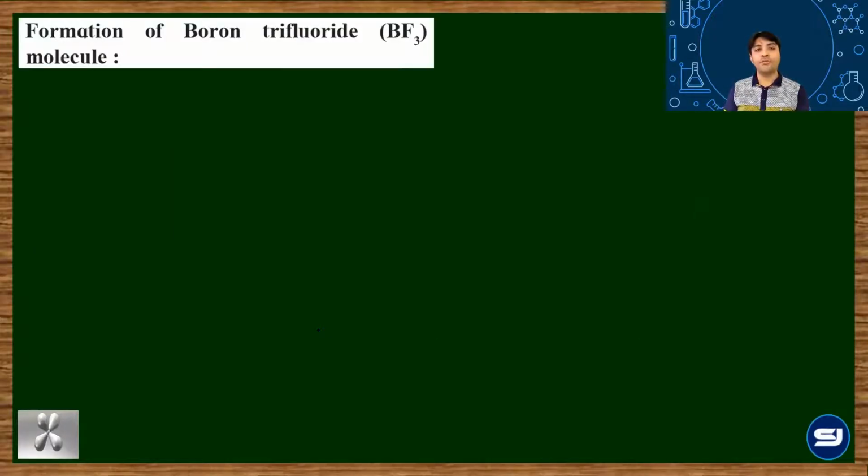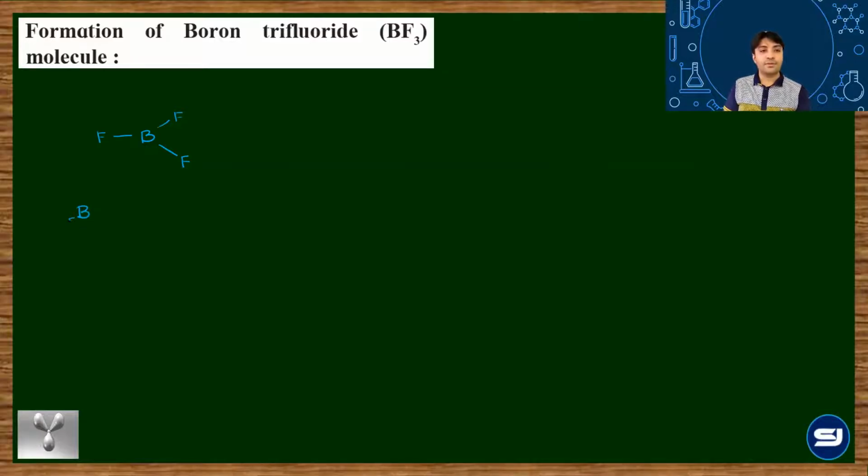Then formation of boron trifluoride, BF3. Now, if I just draw the structure first, what will be the number of bonds between B and F? Three. So it's simply boron as the central atom and three fluorine atoms. Does it have any lone pair? No. So if there is no lone pair, it means a perfect geometry.